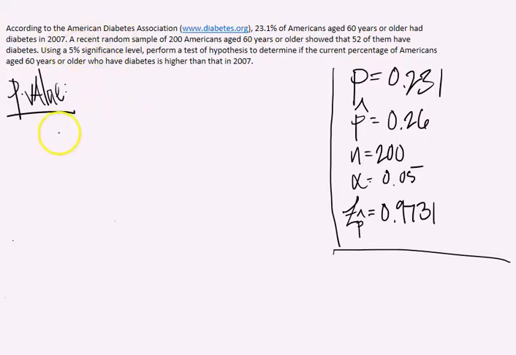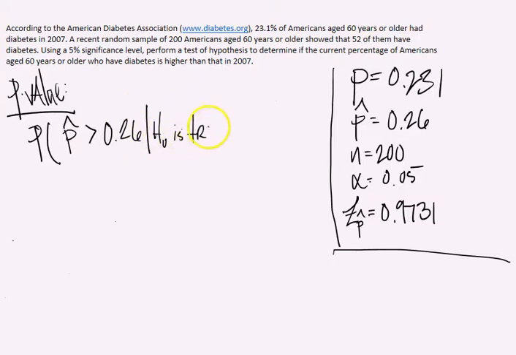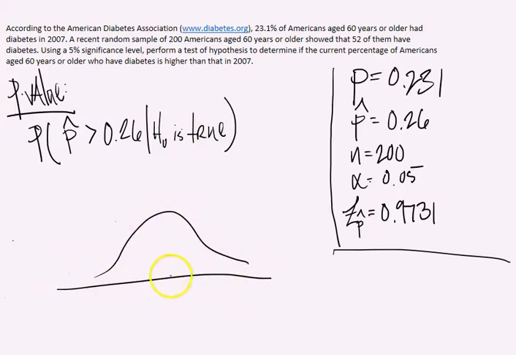So my p-value is the probability, and again, this is what a probability statement is. It is the statement of your probability, right? What is the probability that I get a p-hat value that is larger than or equal to, it doesn't matter if I put the equal sign because it's continuous, 0.26, given that H naught is true. Okay, I'm assuming that this is true. That's why I have to compare it in my graph.